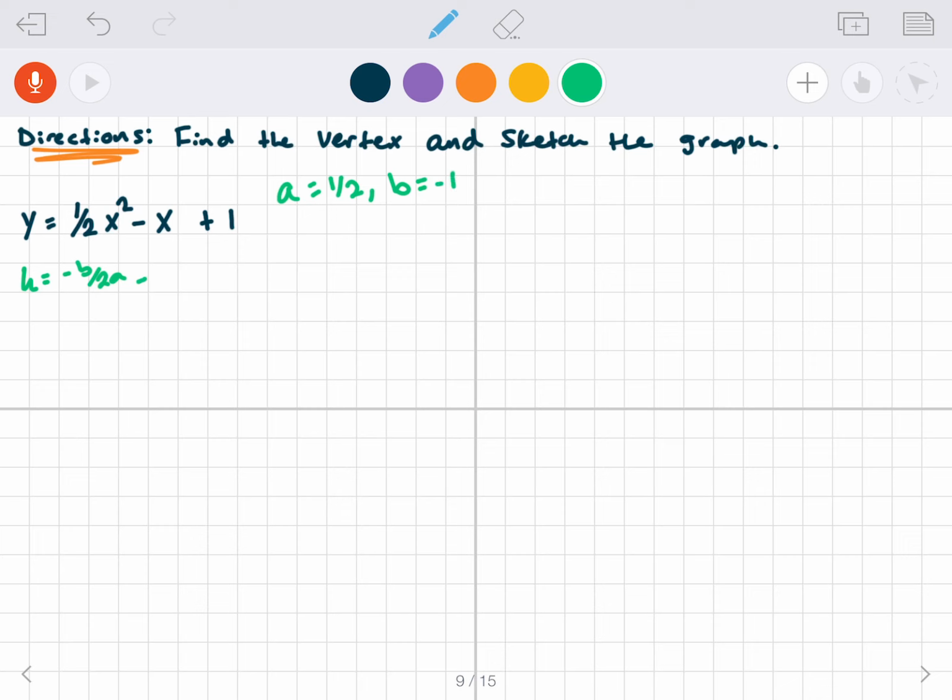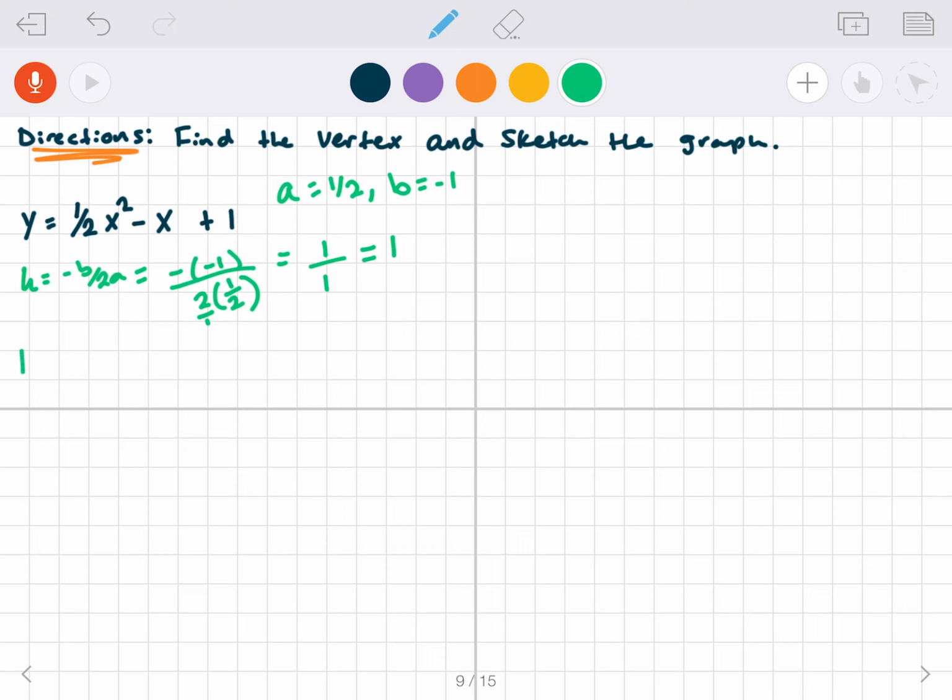So if I use my formula here, negative B, I get -1 divided by 2 times A, 2 times 1/2. Now on top, that simplifies just to +1. On bottom, 2 over 1 times 1 over 2 is equal to 2 over 2, which equals 1. 1 over 1 equals 1. So h is equal to 1.